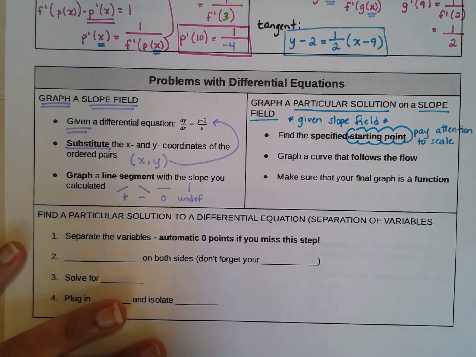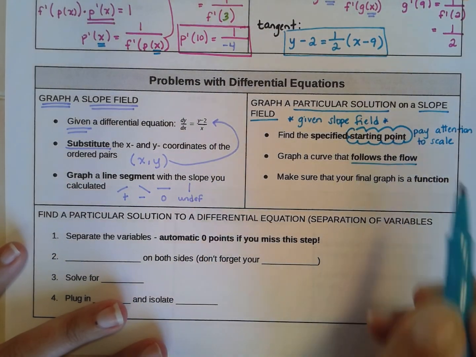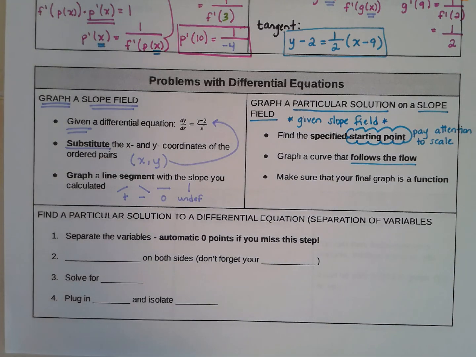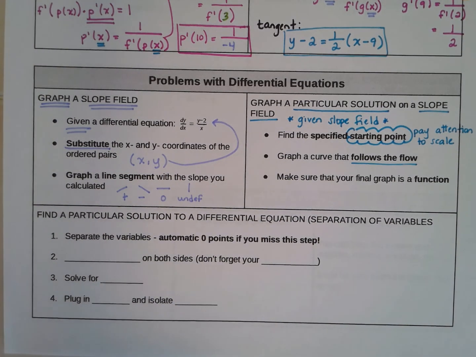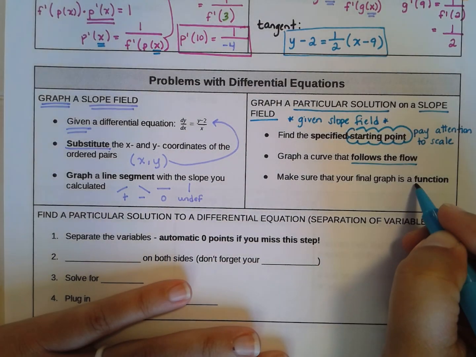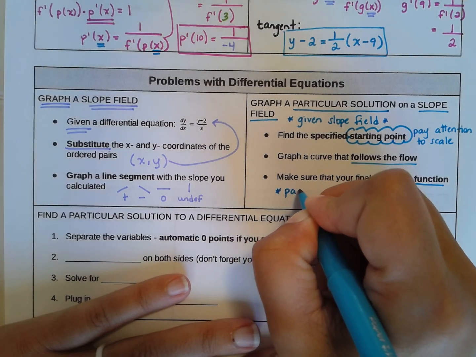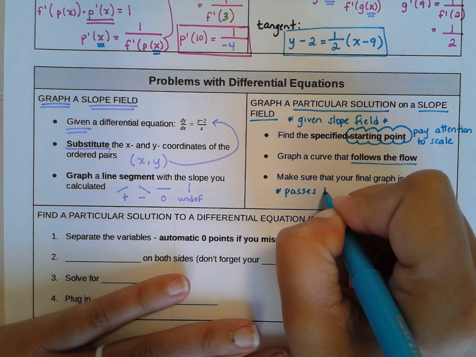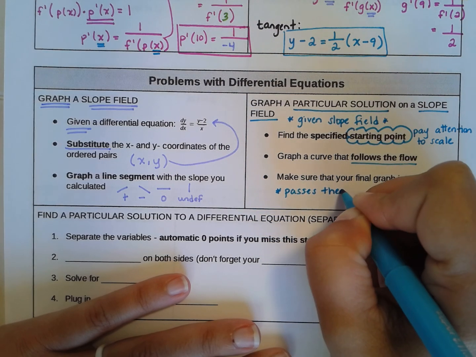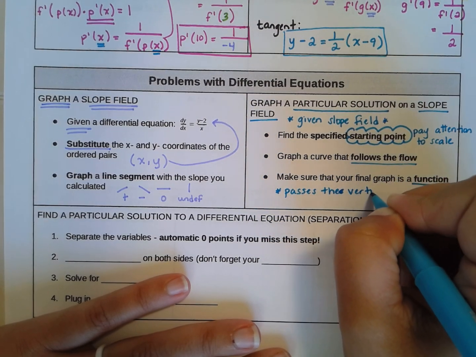Make a curve that follows the flow. Don't overthink it, just go with the flow. And then finally, make sure that your final graph is a function. So you want to make sure that it passes the vertical line test.